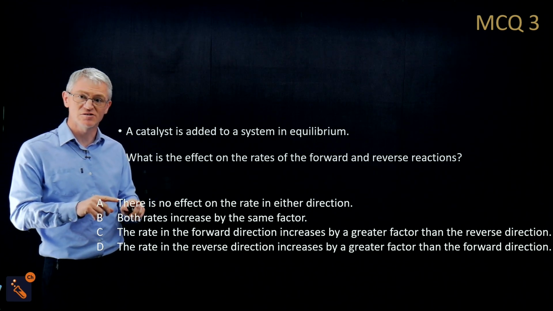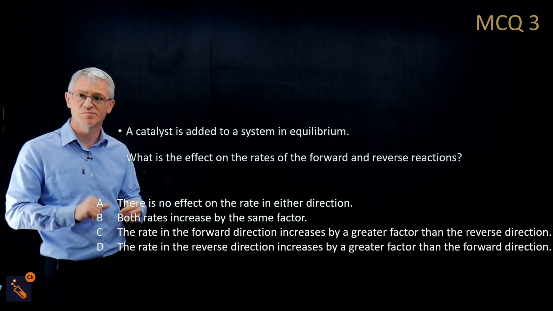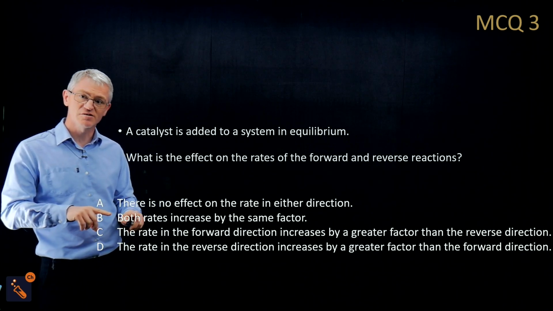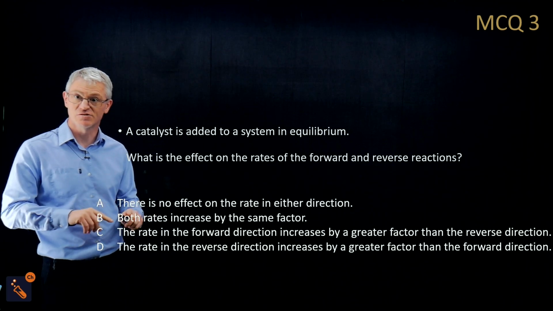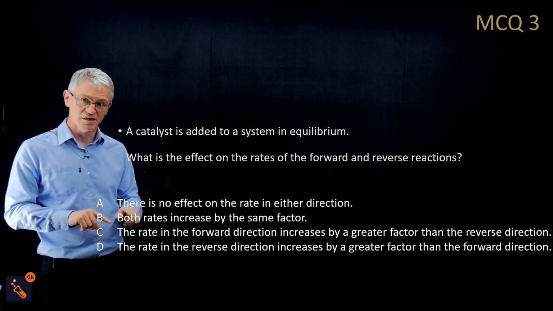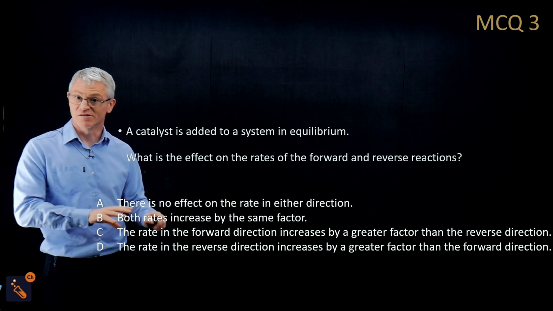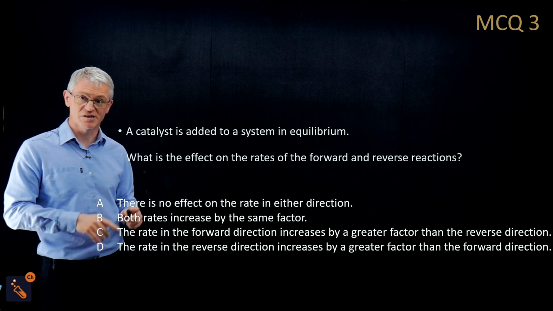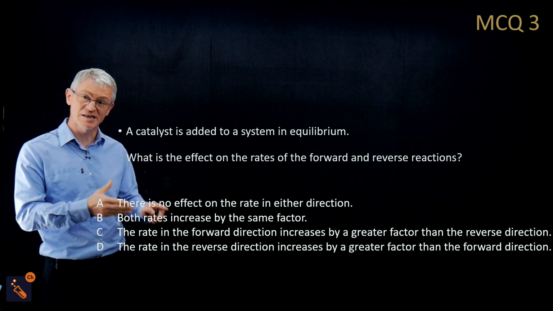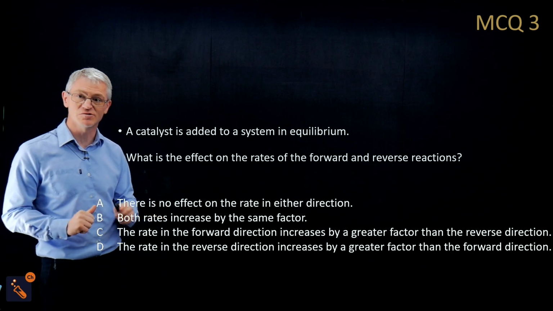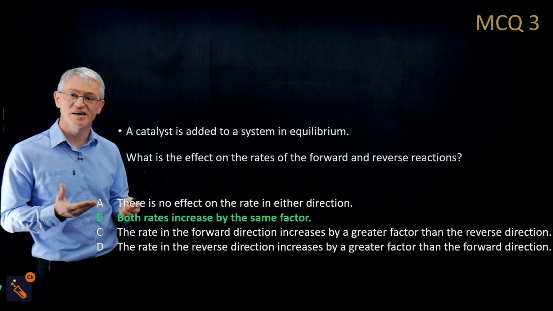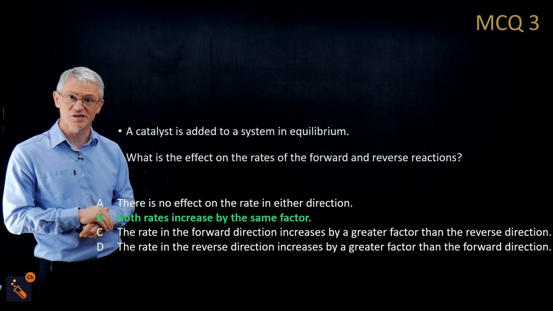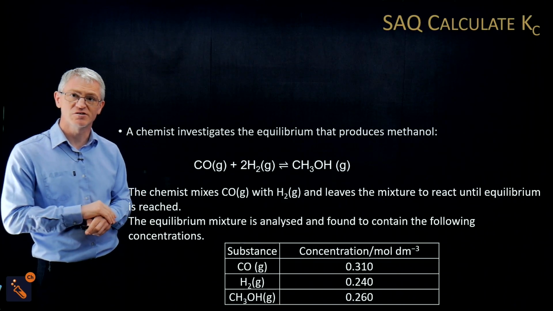There's no effect on the rate in either direction. Well, that's not true. Both speed up. Both rates increase by the same factor. Well, yes, that is true. So that is the true one. The rate in the forward increases by a greater factor than the reverse. Well, that's wrong because we know it increases by the same factor, which is B, and that's why D is also wrong. So we have an answer of B. So let's move on to our next one.